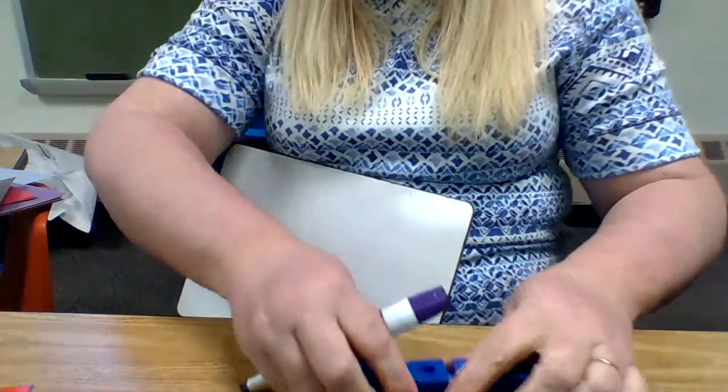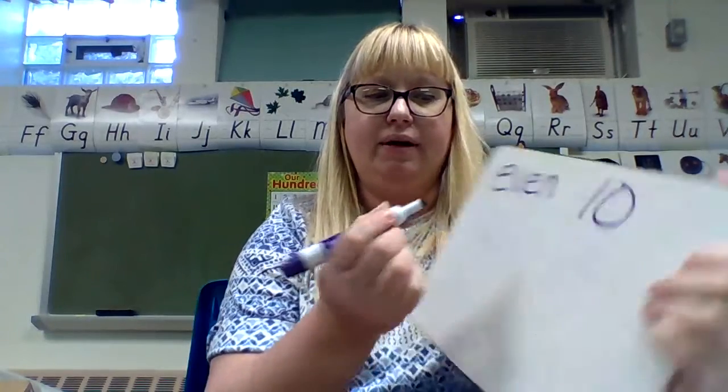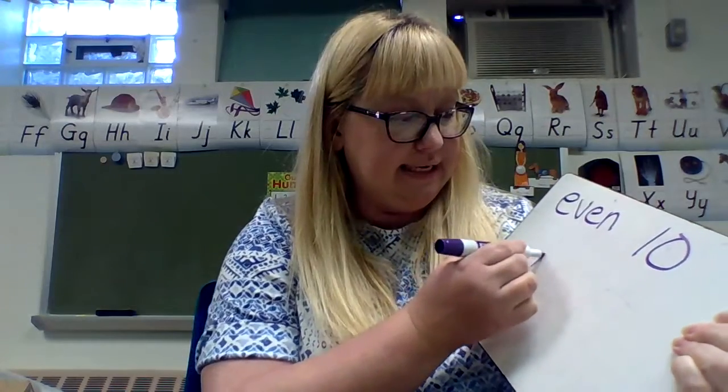I'm going to write on my board here for you. I'm going to try teaching you some other things on my board with odd and even. So even, we said 10 was even. The word even, E-V-E-N. Odd is O-D-D. Whoops. That was a silly looking D I made on there.